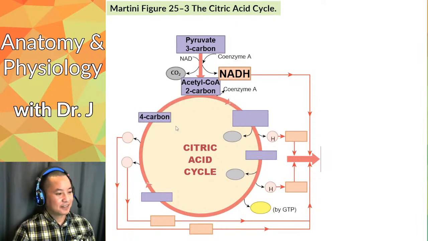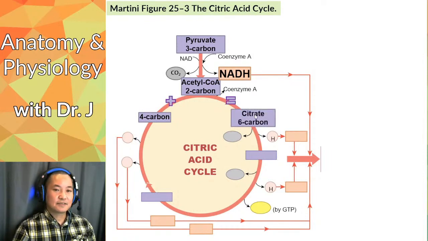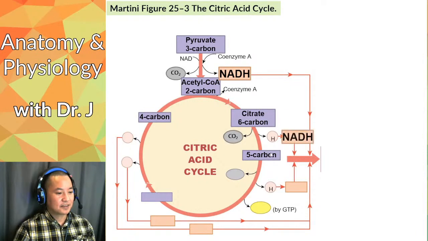So what we have here is a 4-carbon molecule. That's oxaloacetate. It combines with the 2-carbon acetyl-CoA, and that makes the first part of the citric acid cycle, citrate. So that's where the TCA cycle comes from. Now, this 6-carbon citrate loses a carbon, so it becomes a 5-carbon compound. How do you lose a carbon? You lose it in the form of carbon dioxide.